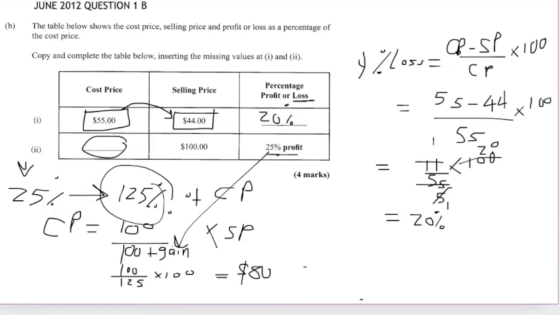So for profit, it will be 100 plus the gain, which is the profit. But if it was a loss, then it would be 100 minus the loss. So if it was 25% the loss, then it's 100 minus the loss in the denominator.